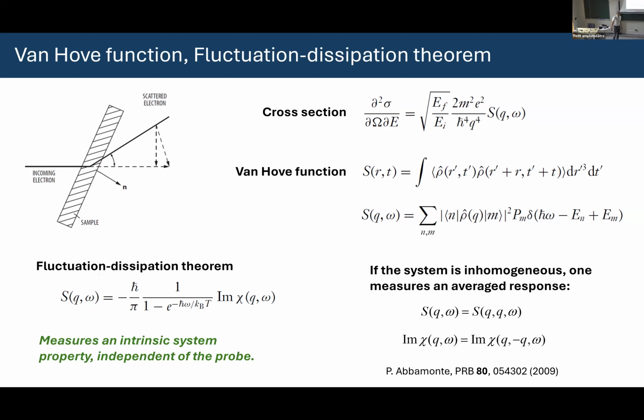So here's the critical thing about weak probes. This is just a property of the system. I don't need to know anything about electron scattering or any kind of spectroscopy to make a theory of S. That's a property of the material. This is why weak probes are so important, because they're simple. You can relate them to intrinsic material properties, and they're even the ones in the textbooks.